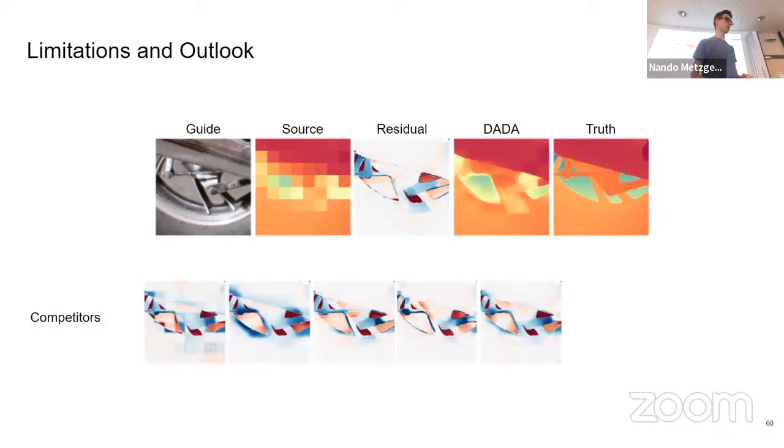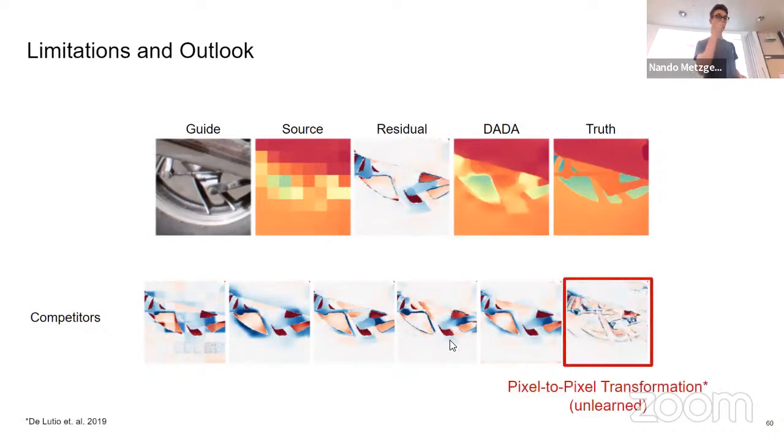But also, if you look at the competitors, none of them really manage to fill in this hole, except for one, which is the pixel-to-pixel transformation. It comes from the supervision of Jan. It's a few years old, but it's a really surprising algorithm. And so we think that in the future, we want to combine this algorithm with our algorithm.